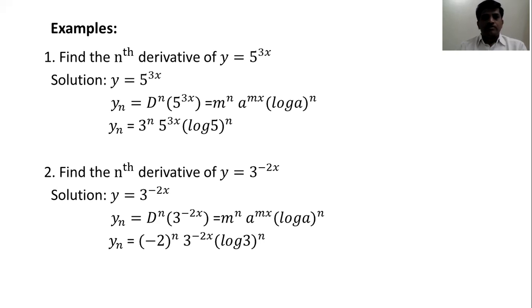Second example, find the nth derivative of y is equal to 3 power minus 2x. Let y is equal to 3 power minus 2x. Take the nth derivative on both the sides. Here the a value is 3, the m value is minus 2. So minus 2 power n, 3 power minus 2x into log 3 power n.